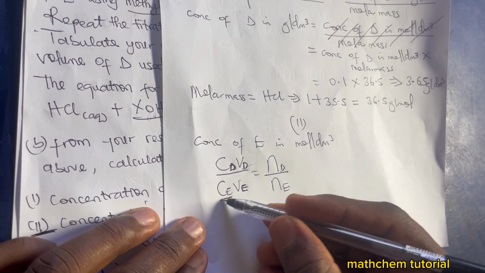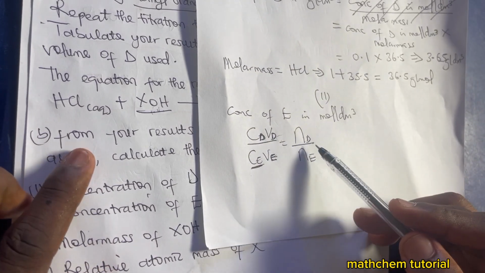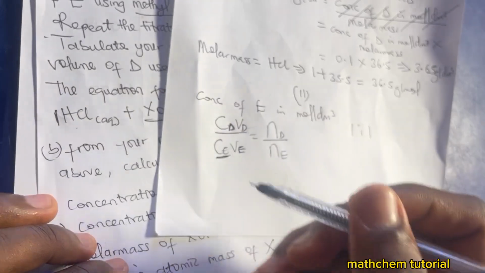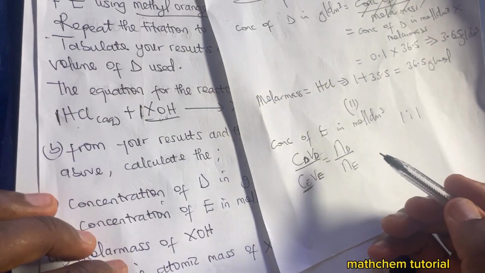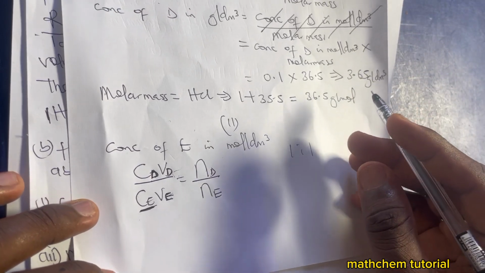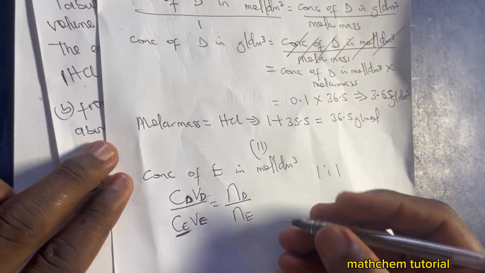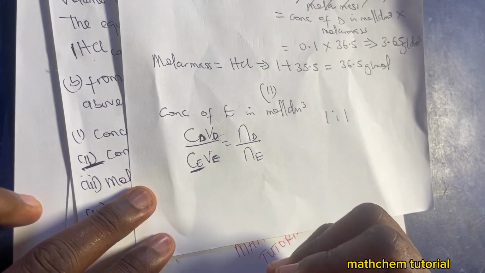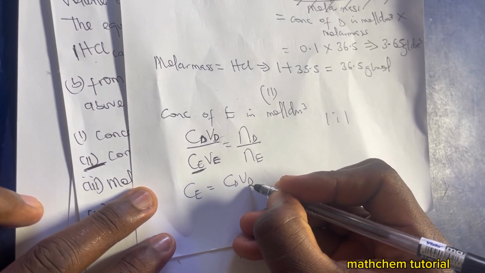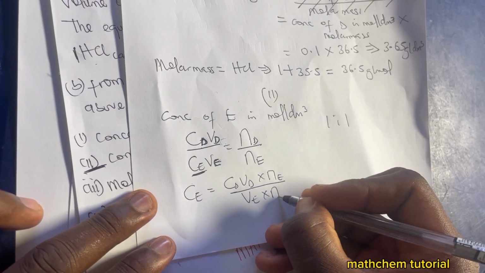So I'm asked to look for CE. What I'm looking for is CE. I know my ND to NE is 1:1. You get 1:1 from here. The mole ratio of HCl is 1 here, and the mole ratio of this one is also 1. So I have it as 1:1. My CD I've calculated before; I was given my CD, and that's 0.1 mole per dm cube. So let me make CE the subject of the formula. CE will be equals to CDVD times NE all over VE times ND.